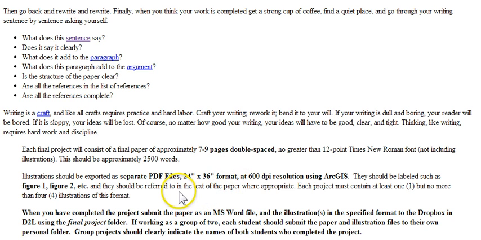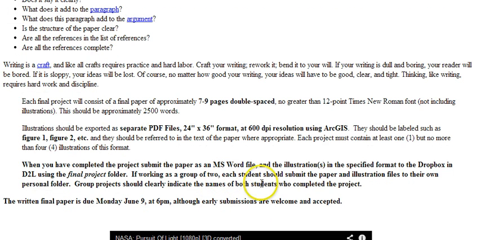Your illustrations will be separate PDF files. Your paper will be an MS Word file, and these will all be turned into the final project Dropbox folder no later than 6 p.m. on Monday, June 6th. That's coming up pretty quickly. That's early in the exam period, and that's when they will be due. There will be no extensions.